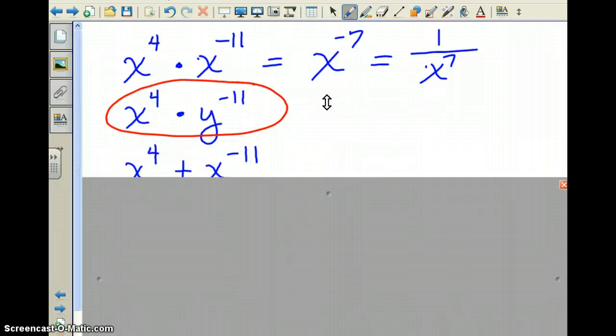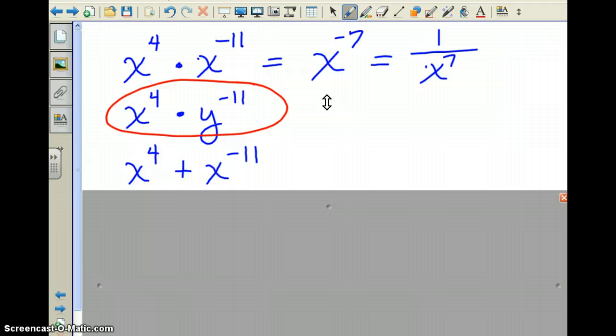Next one. x to the 4th plus x to the negative 11th. No adding exponents here either, because now we are adding these terms together, and these are not like terms, so they can't be combined.